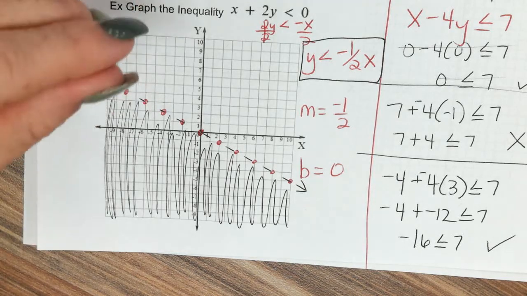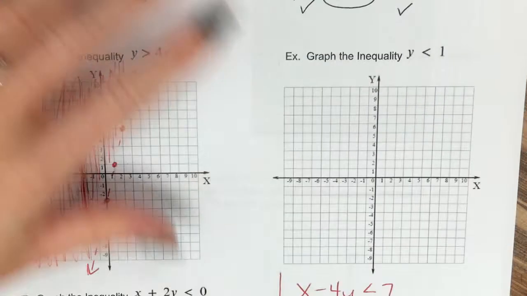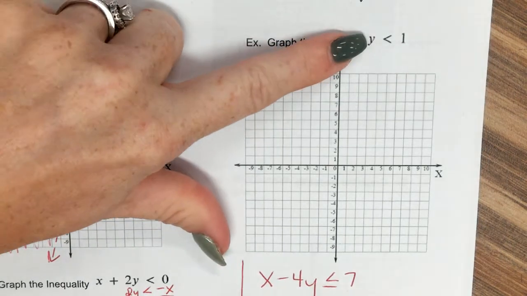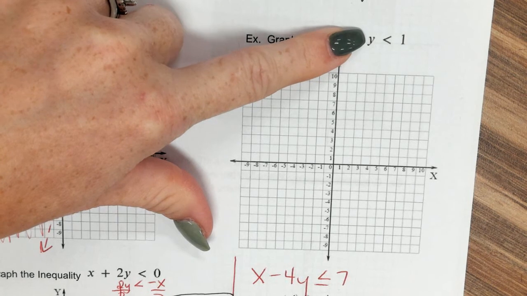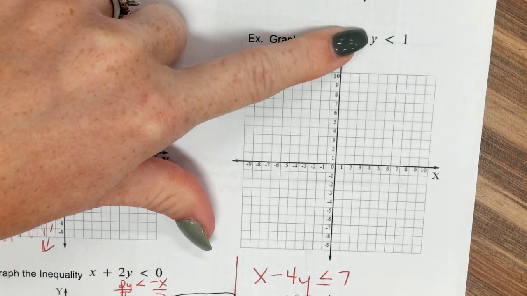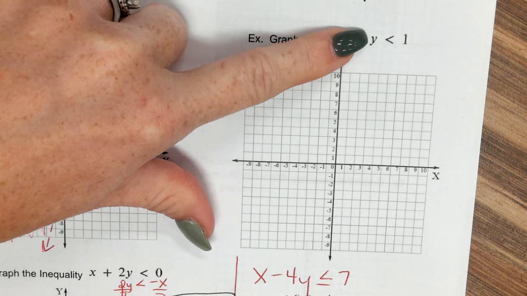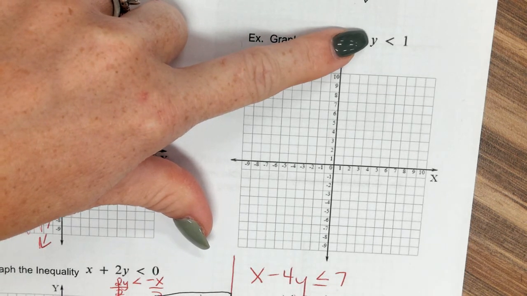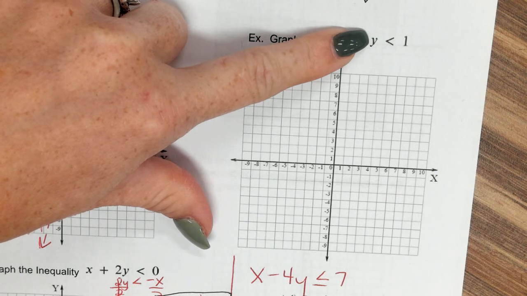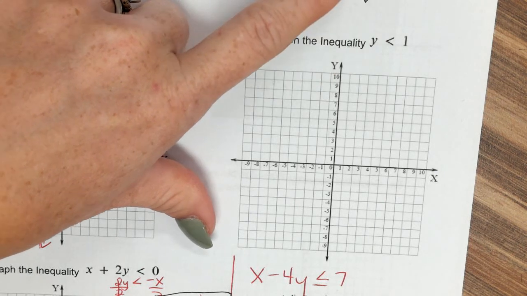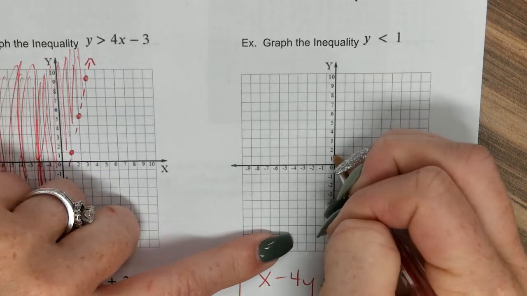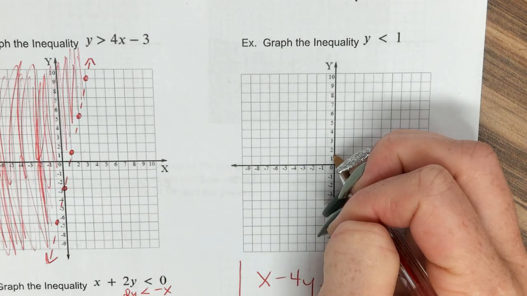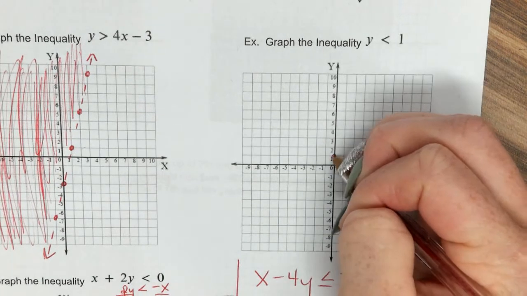All right, let's look at the next one. Y is less than 1. Do I need to rearrange anything? No. Pretend this says y equals 1. What would my line look like? Go to the 1 and make it cross through the y-axis. Yes? So everybody go to the 1. Right here, yes? Is it going to be a solid line or dashed? Dashed. So here's my dot.